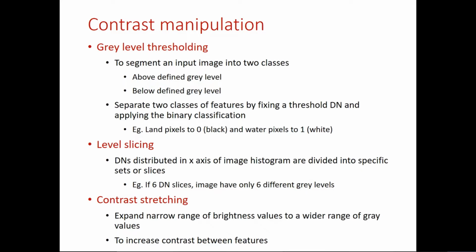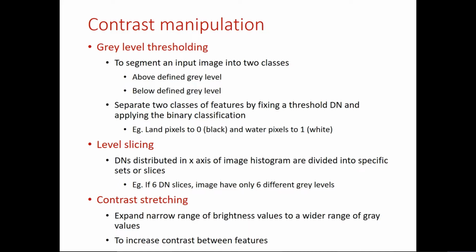So if you look at an image, you can clearly identify where is the land and where is the water. So it's more or less an easier method. The complicated part is to identify what DN value is your threshold value. Hope that is clear. The next method is level slicing.